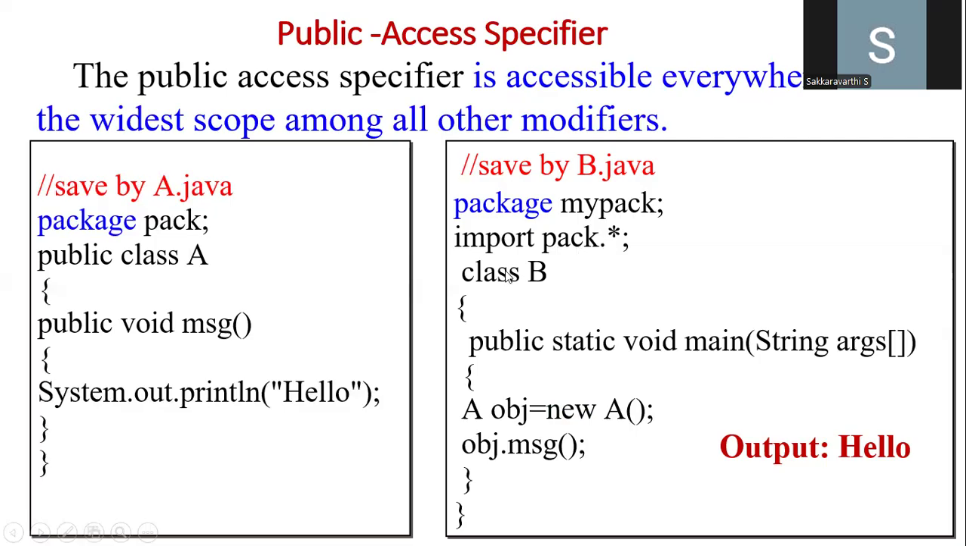So import pack.*; class B, public static void main, A object equal to new A(); object.message(). Here I am not extending class A, even though I am accessing the message method. It is invoking the message method because the class has the public access modifier. So we can access the members of the public class from outside the package, right? So as per the definition, we can access the members of the public class. So this is an example for the public modifier.